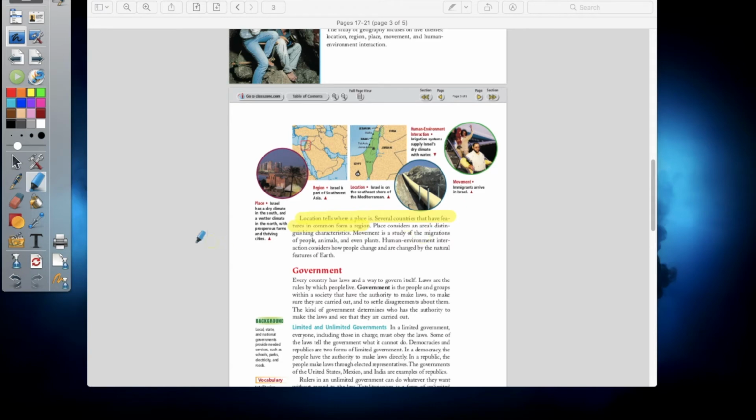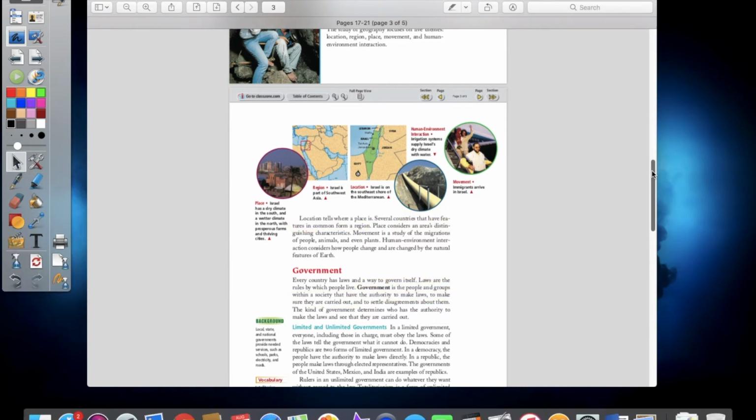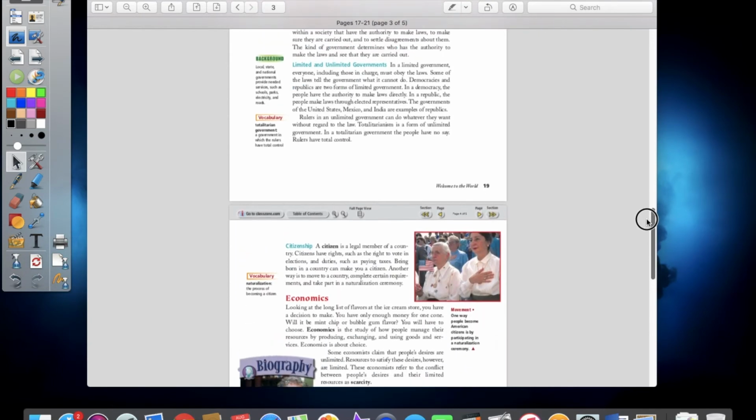Now, another field that we look at is government. What government basically is, is the people and the groups within a society that have authority or make laws to make sure that they are carried on. All right, it's pretty much how it works. When it comes to government, all kinds of different governments exist all over the planet. For example, in the United States, we have what's called a representative democracy, which means that we elect leaders who then, of course, make laws and pass laws and enforce those laws for our country, right? That's pretty much how we work.